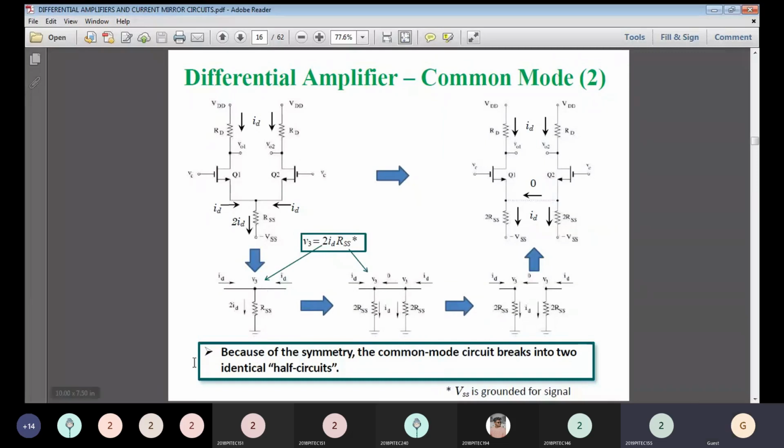Okay. So here, for the analysis, we are breaking this circuit into two halves. That is called a half circuit. Because both transistors Q1 and Q2 are symmetrical, it is easy to analyze one part. That is, we are dividing the circuit into two halves, and that half part is nothing but a half circuit. In common mode, the circuit breaks into two identical parts, because the transistors Q1 and Q2 are identical. So if we analyze one part, the value is the same for the other identical portion.